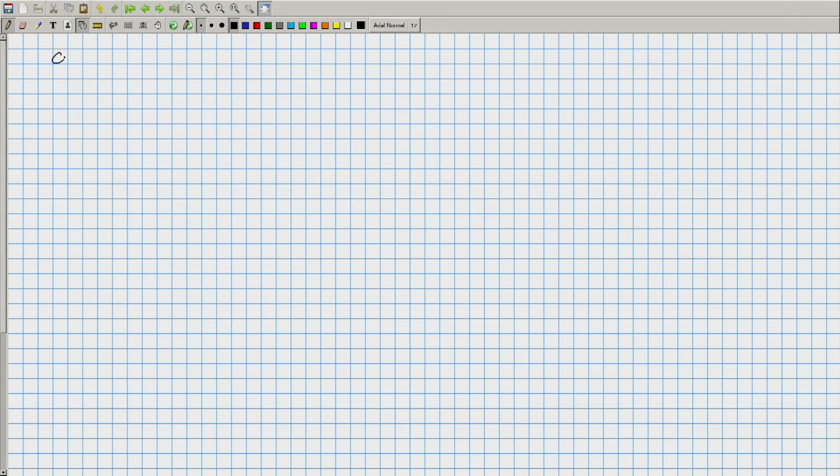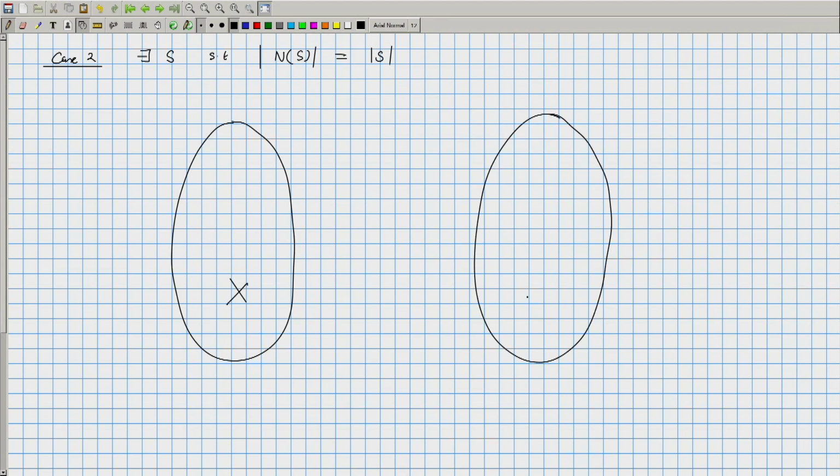Okay. So, in case 2, there exists a set S such that the size of the neighbors of S is equal to the size of S. This is a slightly tricky case, so be careful about this. Let us say this is our set X and this is our set Y, and we want to find a perfect matching between these. We have a set S here, the top portion of X, and the number of neighbors is exactly equal to the size of S.